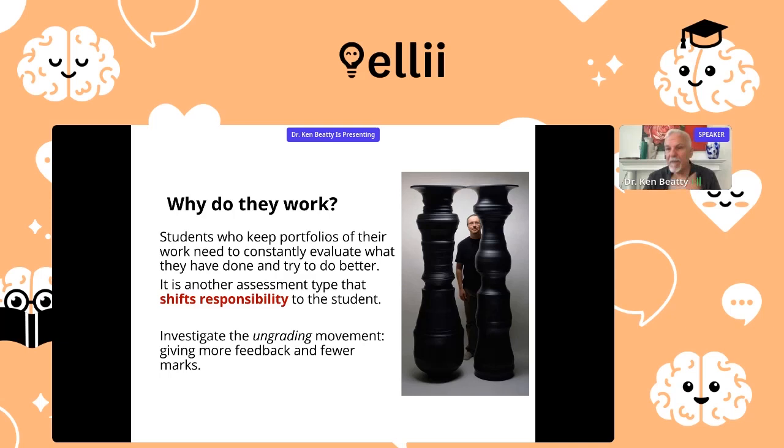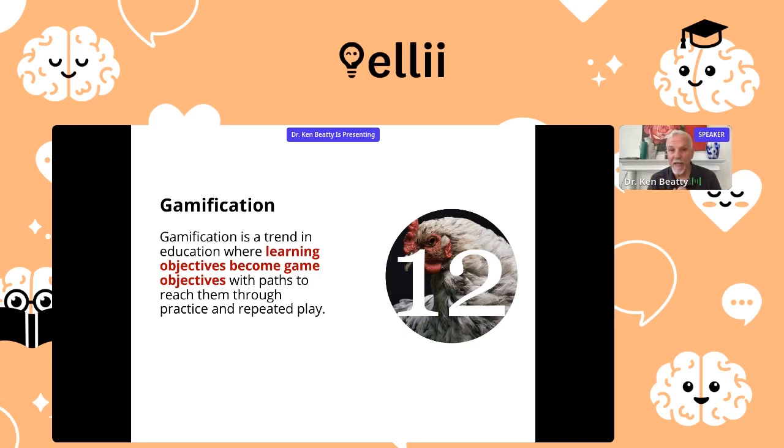Gamification. Gamification is a trend. Learning objectives become the game objectives, whatever you want, and paths to reach them through practice and repeated play. That's what we would do when we play a game. You don't play chess once and then say, oh, well, I'm done, I guess I know how that game works. You don't. You play it over and over again, maybe for your whole life.